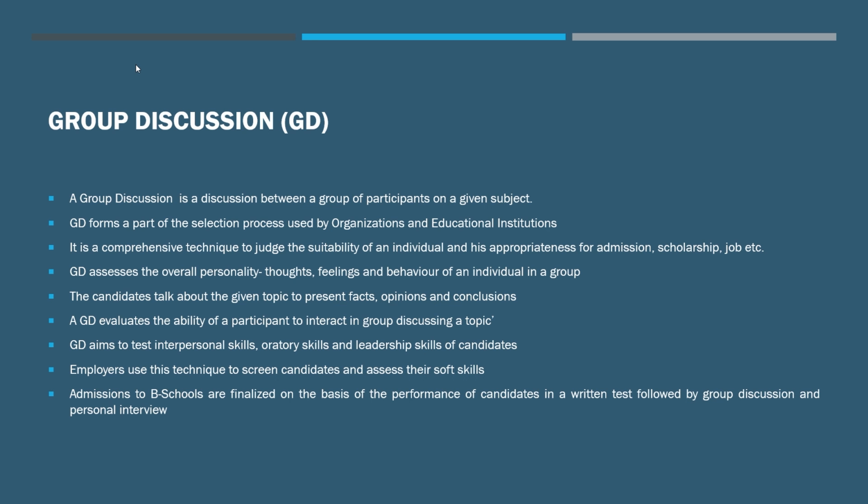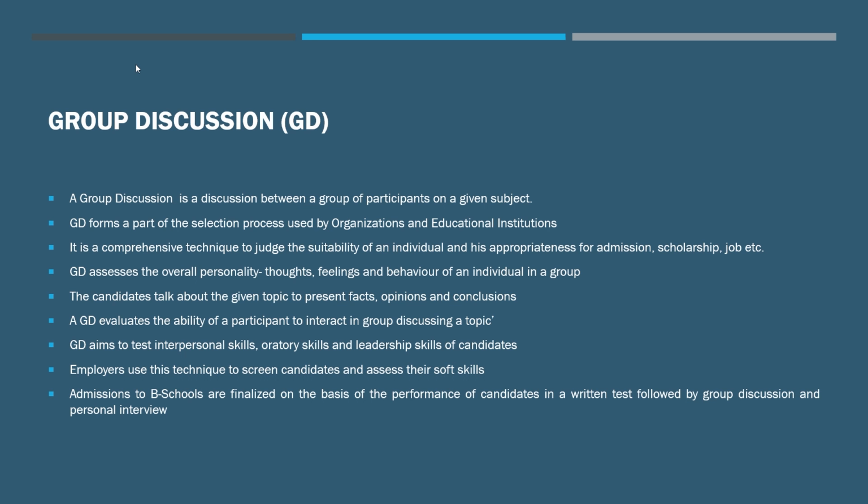A group discussion or GD is a discussion between a group of participants on a given subject. It forms a part of the selection process used by organizations and educational institutions. It's a comprehensive technique to judge the suitability of an individual and his appropriateness for admission, scholarship, job, etc. GD assesses the overall personality, thoughts, feelings, and behavior of an individual in a group. The candidates talk about the given topic to present the facts, opinions, and conclusions.